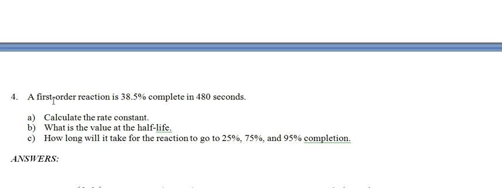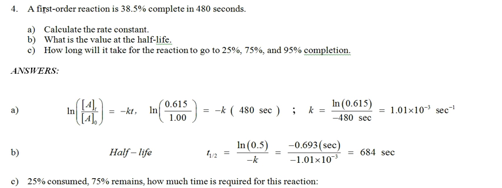Number 4 says a first order reaction is 38.5% complete in 480 seconds. Again, calculate the rate constant. So again, you know that you have a first order reaction, so we have to use the equation that's for a first order reactant. 38.5% complete means that we still have 61.5% remaining. So that has to be the value that goes up top for the A sub t. Again, always start off with one molar solution if you want to make life easier on yourself. Then go ahead and calculate this. K yields 1.01 times 10 to the negative 3 per second.